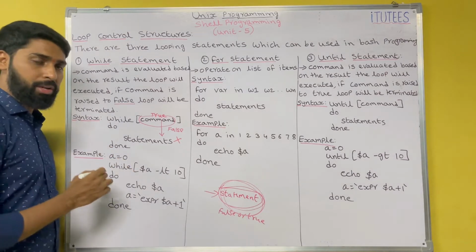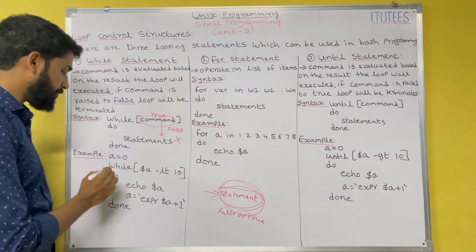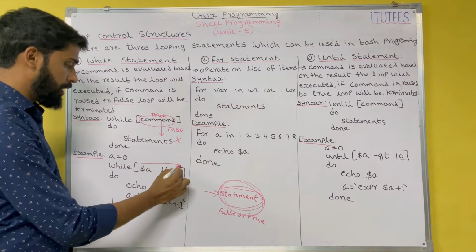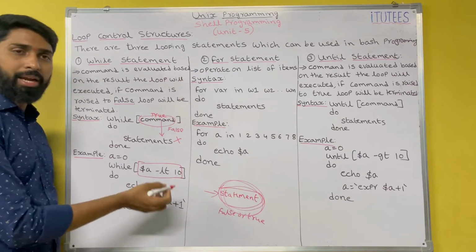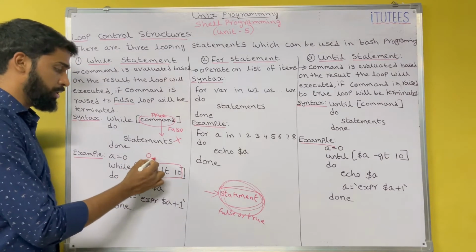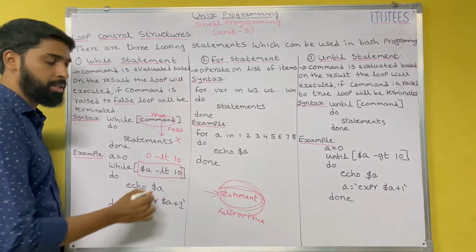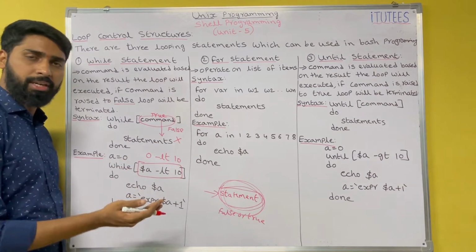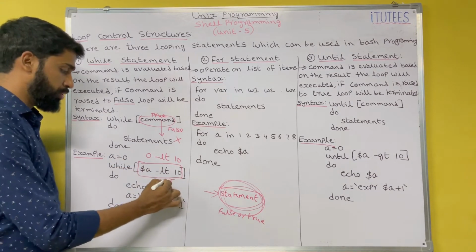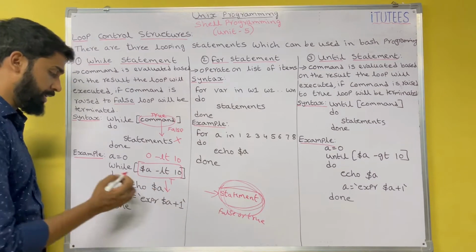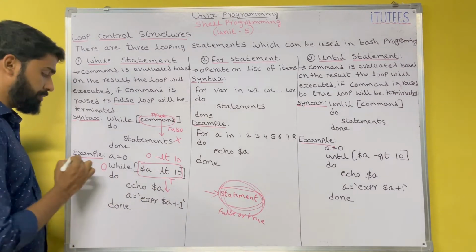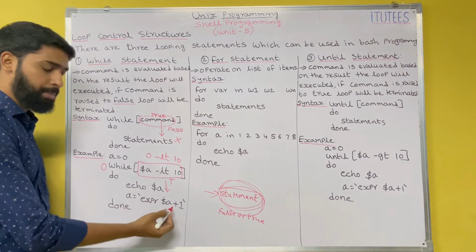I am taking one variable, a equals 0. While $a less than 10. What is $a? 0. 0 less than 10, so true or false? It is true. So we enter into the block and print the a value. What is the a value? 0. Next, increment the a value.